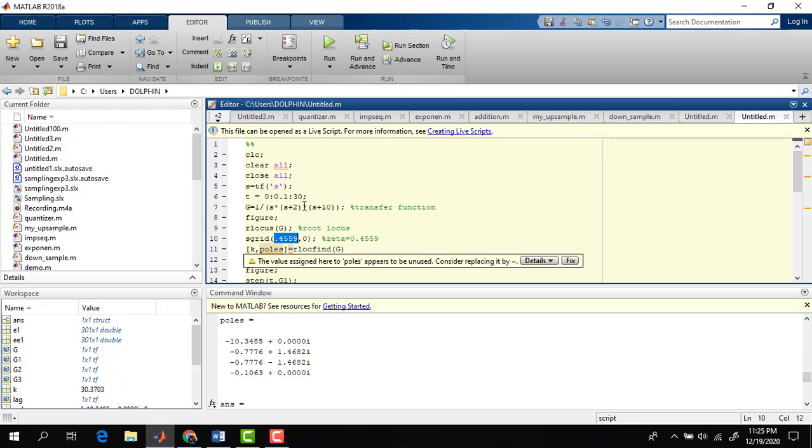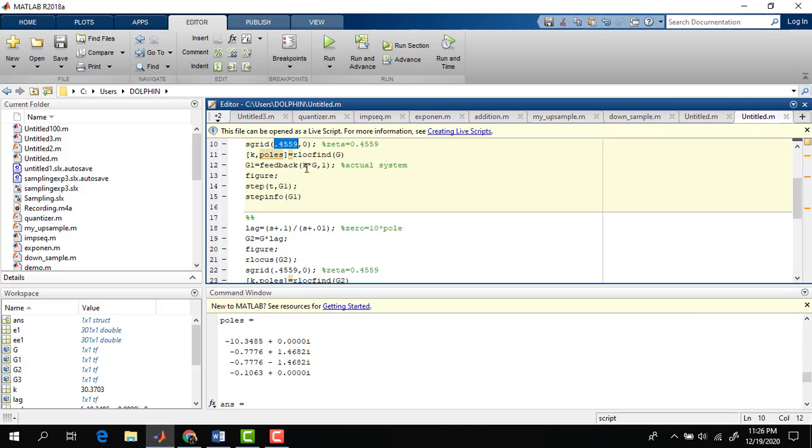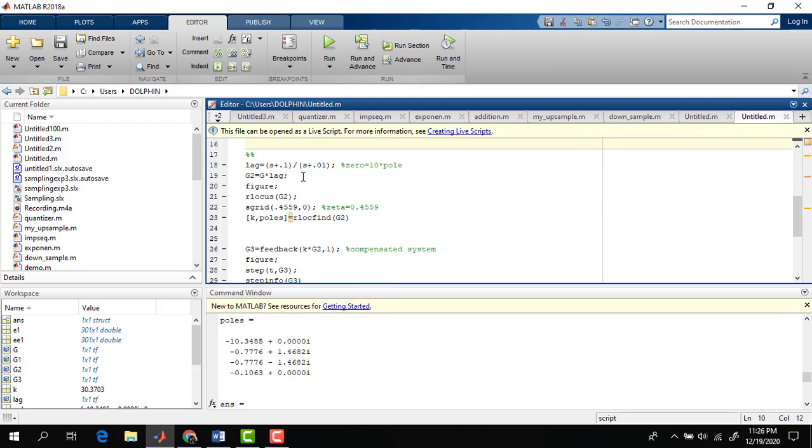So after that, we will design the closed loop system by giving the feedback. Now the gain is added, and then we will just check the step response. This is for the uncompensated system. Whatever we are doing, these are for the uncompensated system. We are not using any compensator yet. So that's done. In the next portion, we will use our compensator.